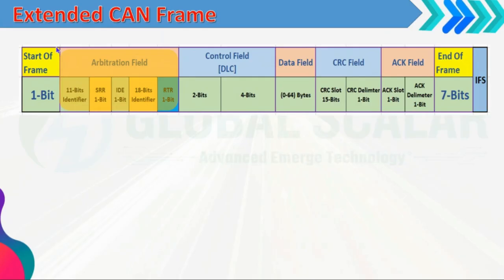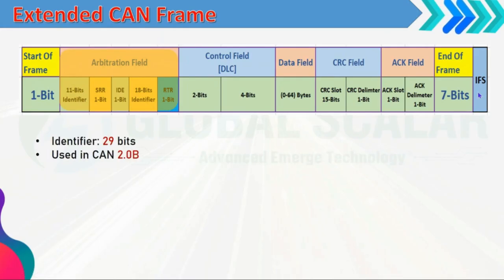And the control field, we have 2 bits and 4 bits. So here we don't have any reserved bits, and we have the data field. It carries 0 to 64 bytes of data. The CRC field will be the same as the standard frame, like the 15-bit CRC slot and the 1-bit CRC delimiter. The acknowledgement will be the same as the standard CAN, the end of frame will be the same 7 bits as standard CAN, and the IFS will be similar to the standard.